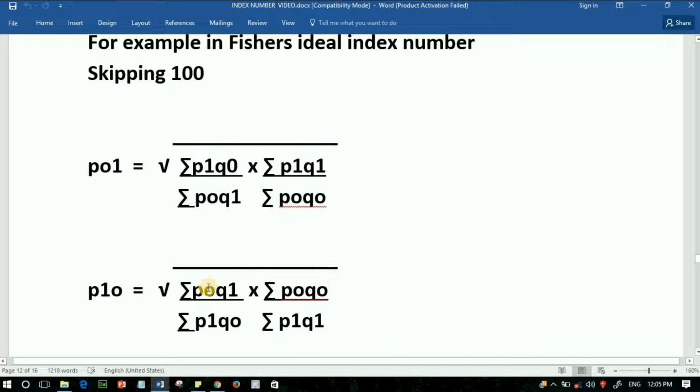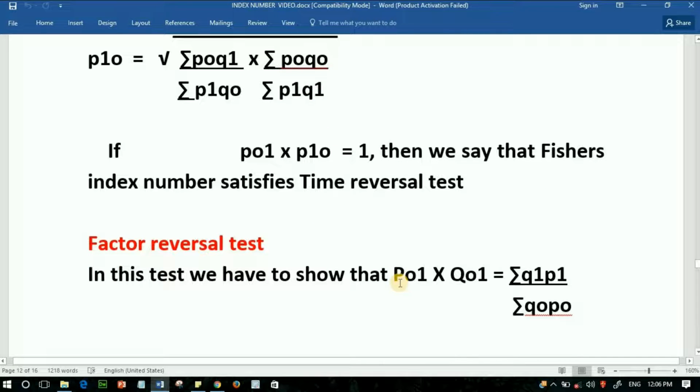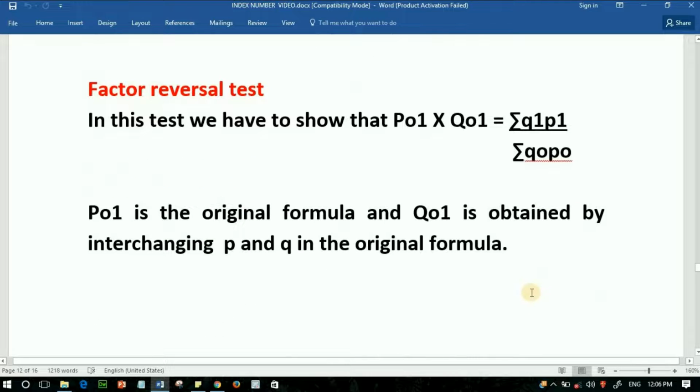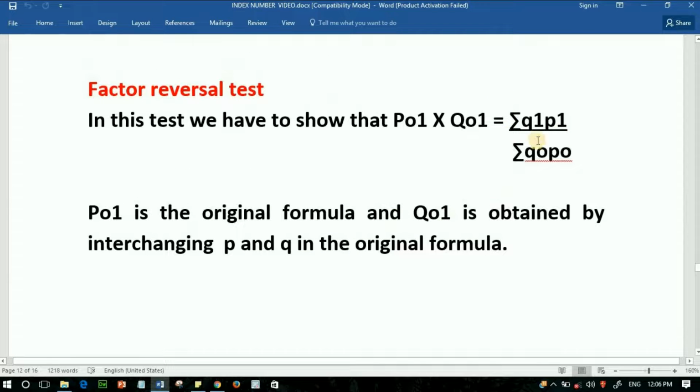So instead of P1, we have to write P0, and instead of Q0, we have to write Q1. Multiplying, if the answer is equal to 1, we say that it satisfies the time reversal test. Also for the factor reversal test, the formula is like this: P01 into Q01 is equal to Σ Q1 P1 by Σ Q0 P0, where P01 is the original formula and Q01 is obtained by interchanging P and Q. Then multiplying, the right hand side is the same as Σ P1 Q1 by Σ P0 Q0. We say that the index number satisfies the factor reversal test.